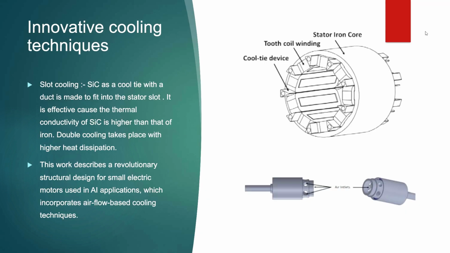So these are some of the innovative types of cooling system which I came across. The first figure which you're seeing is slot cooling. As you can guess, looking at the picture, there is a cooling tie which is made up of silicon carbide, and in the middle of it there is a slot where liquid can enter and exit. Silicon carbide is a good conductor of heat. It absorbs heat from the surroundings. When the motor gets heated up, the silicon carbide absorbs heat and transfers it to the slot inside.